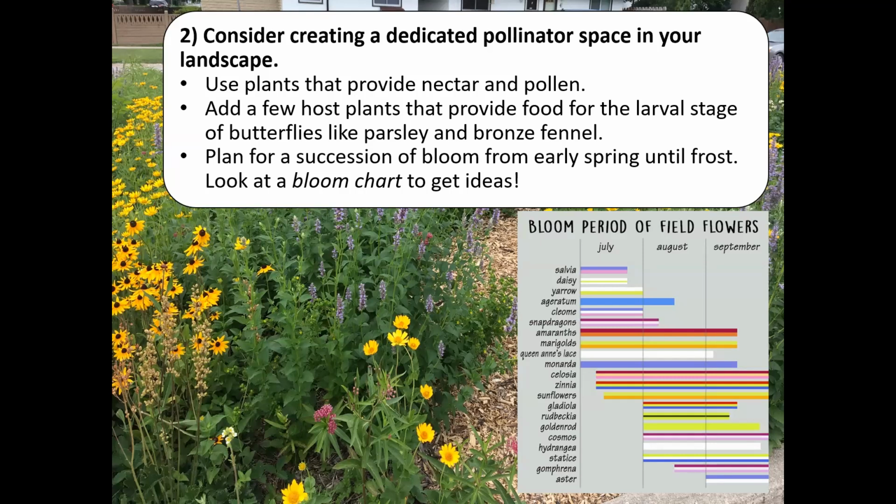Consider creating a dedicated pollinator space in your landscape. Use plants that provide both nectar and pollen. And then you want to add, of course, a few host plants for butterflies to provide food for the larval stage of butterflies, like parsley and fennel. So I know a lot of you probably heard the news. It was very sad. I think it was last week. There were news reports that came out that the monarch is now basically endangered. We've gotten down to about 97% of what the population used to be. So trying to think of ways that we can help the monarch is great. And there's a lot of different ideas.